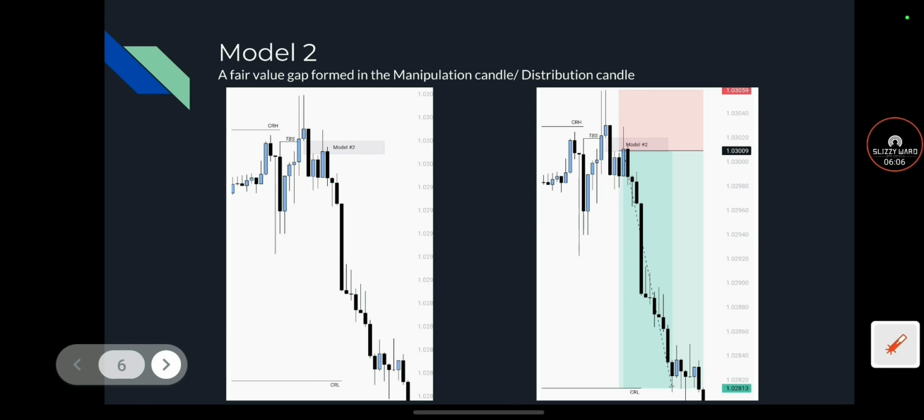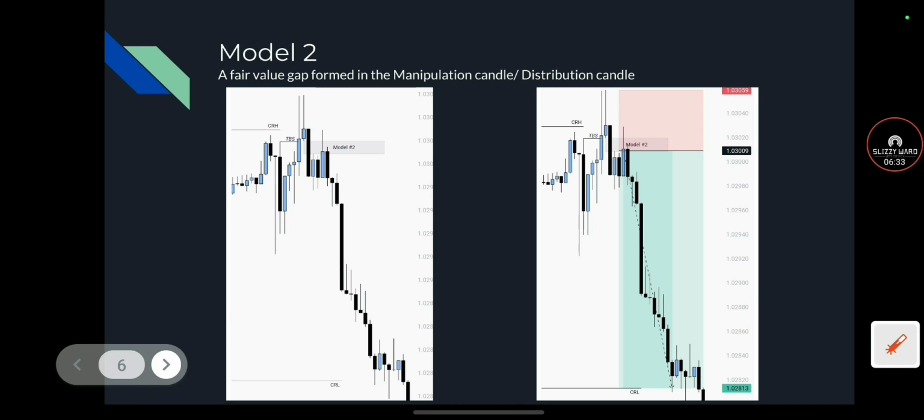and when price moves into that fair value gap, we short and target liquidity 50% or the candle range low. We can look for price to pull back into a fair value gap in the distribution candle or the manipulation candle. In this example, it was in the manipulation candle. As you can see, price then rallied lower towards the candle range low quickly. You can see where the entry is on this example, and we short towards the candle range low.